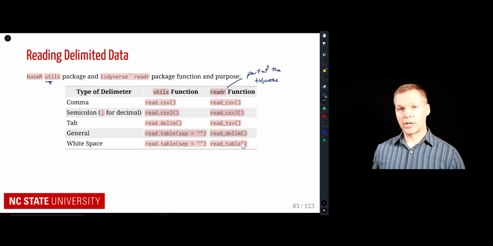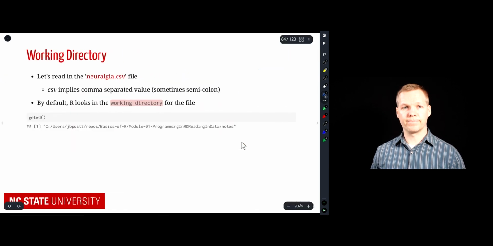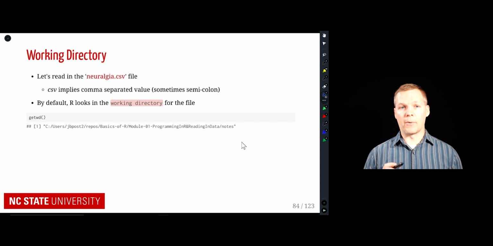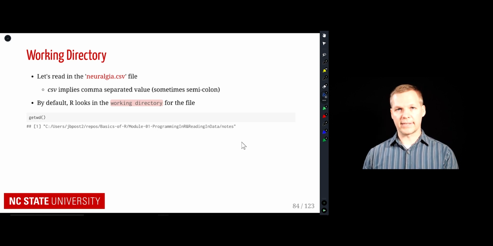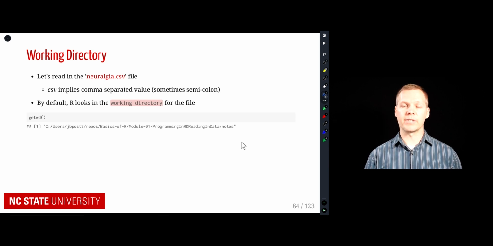So we'll go through a couple examples using these functions. All right, we have this file called neuralgia.csv. That's our raw data file that has data that we do not have yet in R. So how do we read that in? Well, looking at it and seeing that it's a .csv file means that it's probably a comma-separated value file, although again, it might be semicolon, but it's probably a comma-separated value file. And so we just need to tell R where that file exists at, and then we can use the read_csv function to read it in.